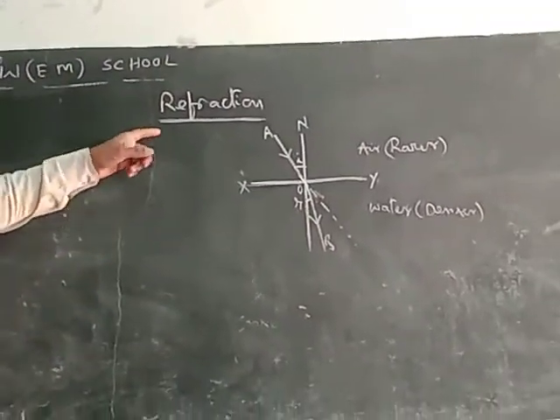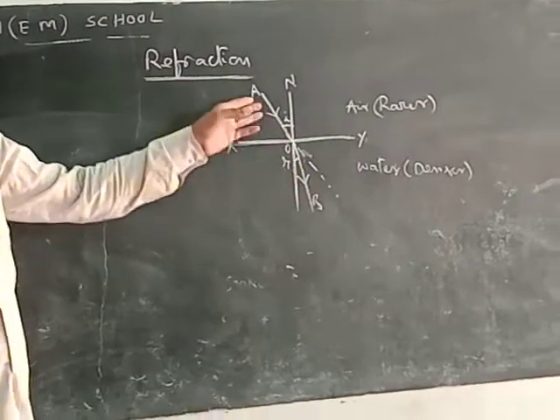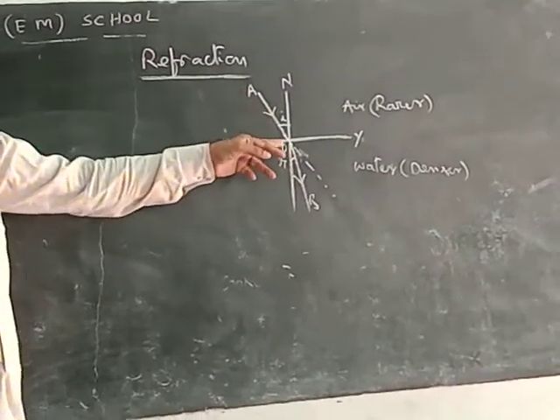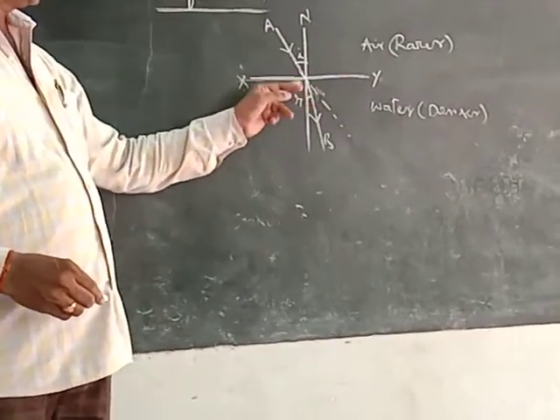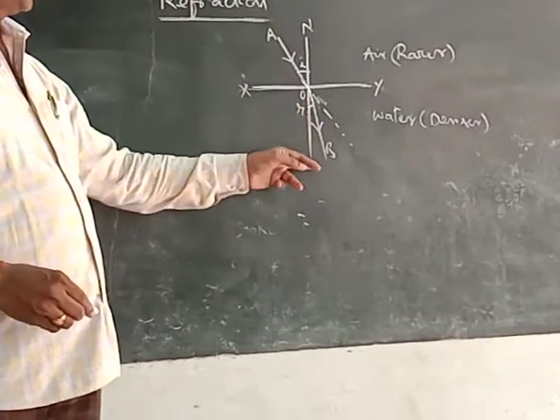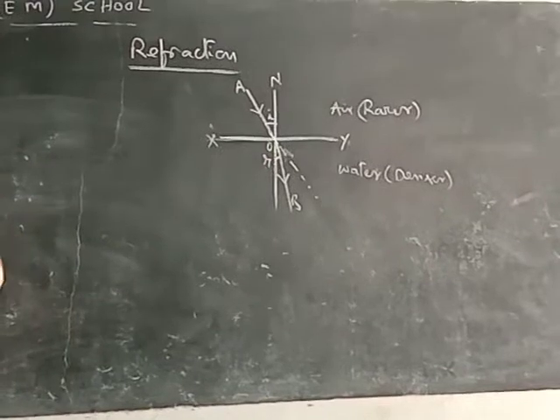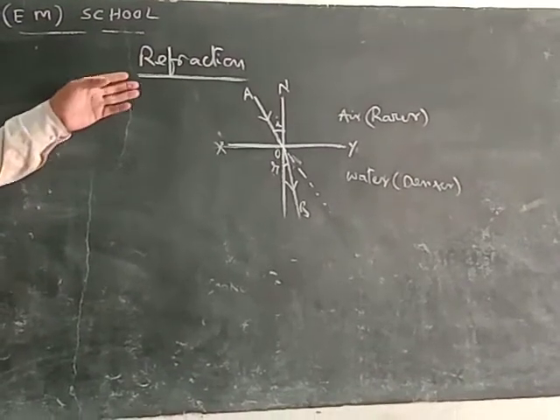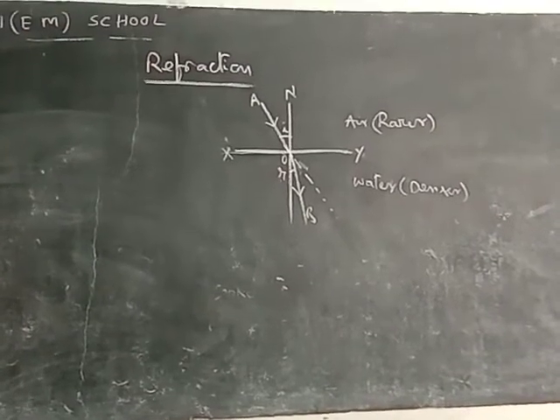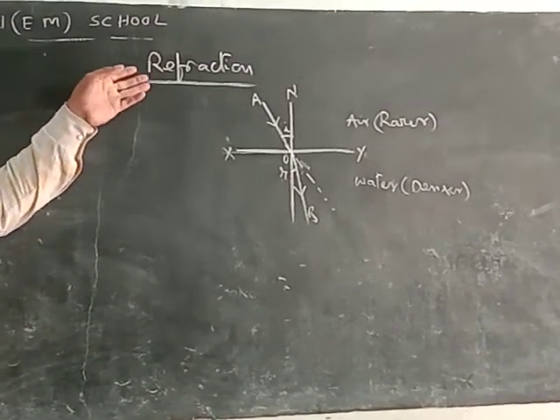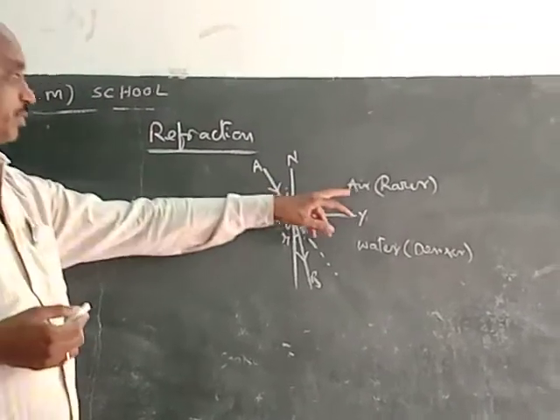See this refraction. Suppose a light ray travels from A to O in this direction. After crossing the separation of media XY, it immediately changes direction, in the direction OB. This is the original direction, and the direction is changed after crossing the separation of the two media. This phenomenon is called refraction. Refraction means when a light ray travels from one medium to another medium, it changes its original direction due to a change in its velocity.